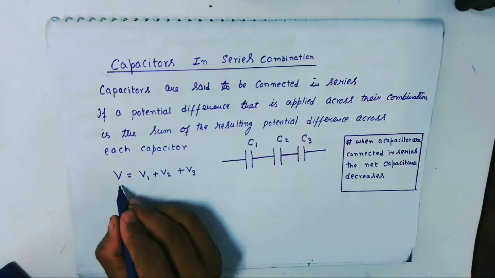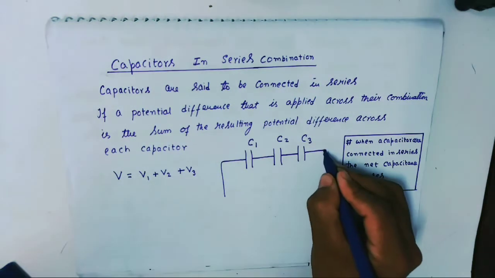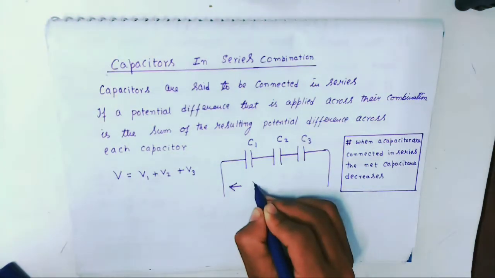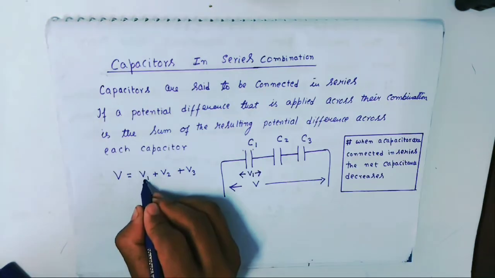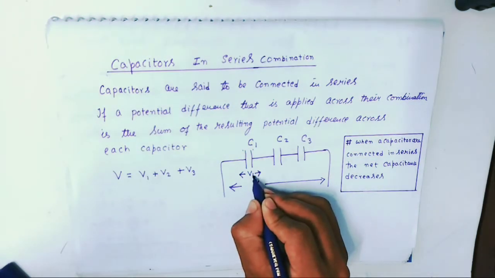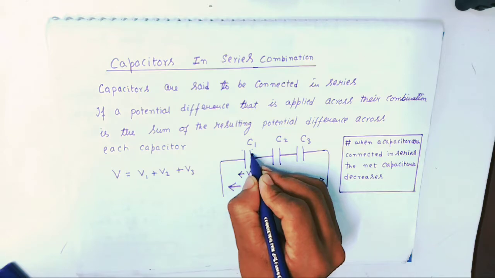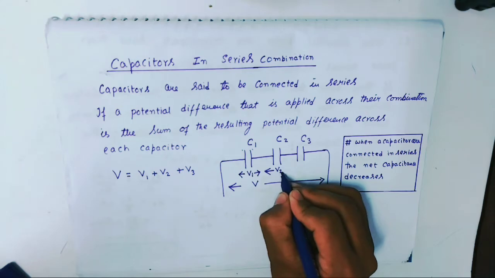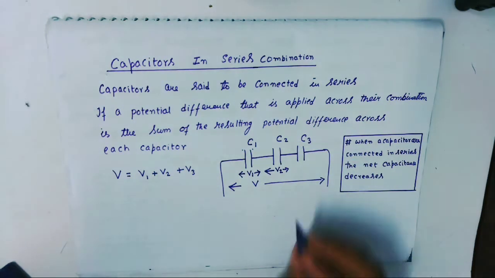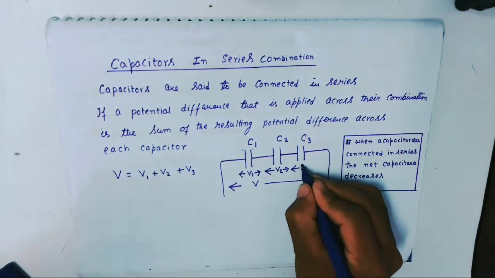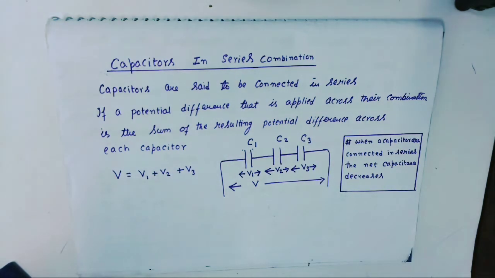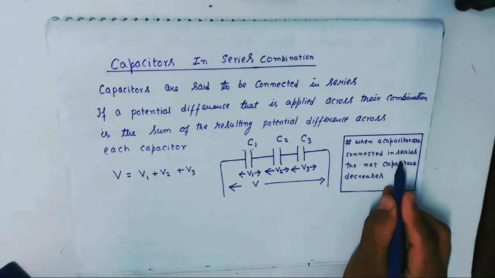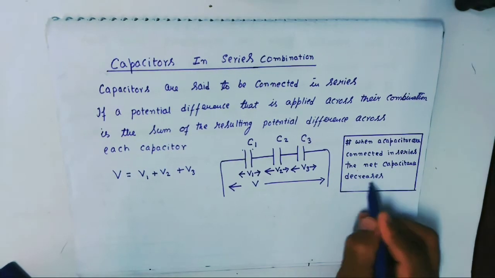Here, this V is the potential difference across this combination. V1 is the potential difference across capacitor C1. V2 is the potential difference across capacitor C2. And V3 is the potential difference across a capacitor C3. So one should be noted that when a capacitors are connected in series, the net capacitance decreases.